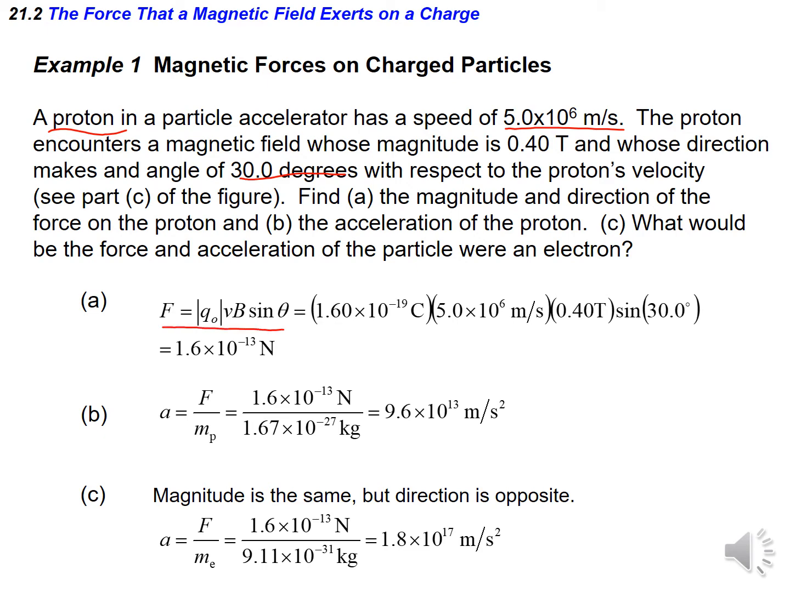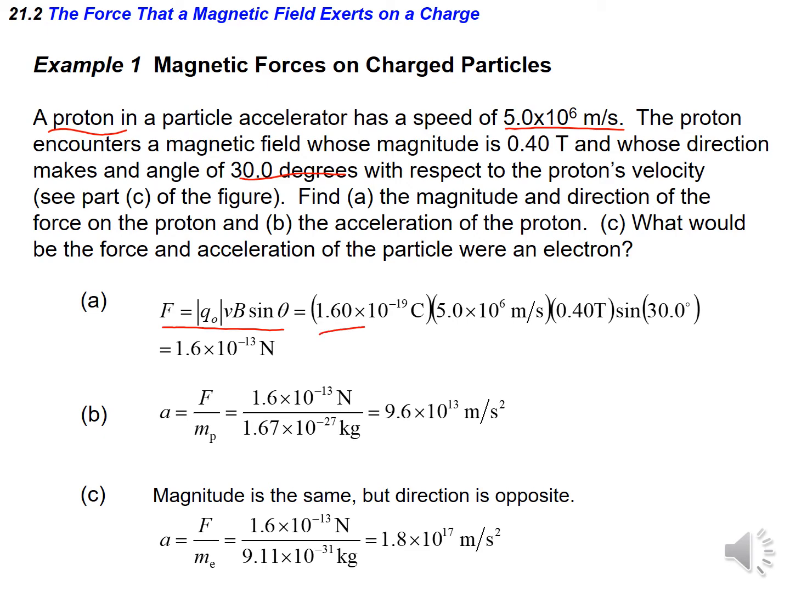So force is equal to charge multiplied by velocity, then magnetic field multiplied by sine theta. The given particle here is a proton, and we know that the charge of a proton is positive 1.60 times 10 to the negative 19 coulomb. Again, the difference between the charge of an electron and a proton is just the sign. For an electron, we use negative 1.6 times 10 to the negative 19 coulomb. So they have the same magnitude, but different charge.